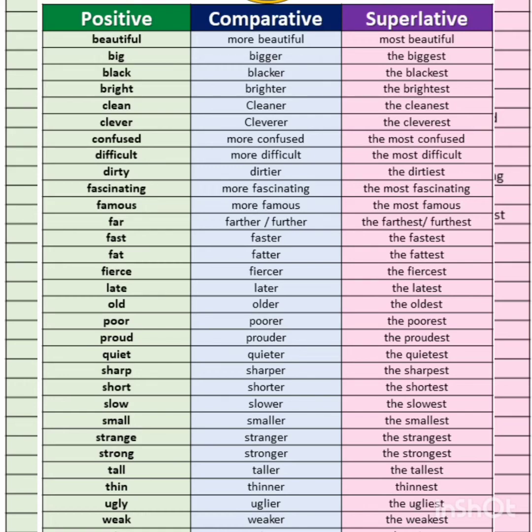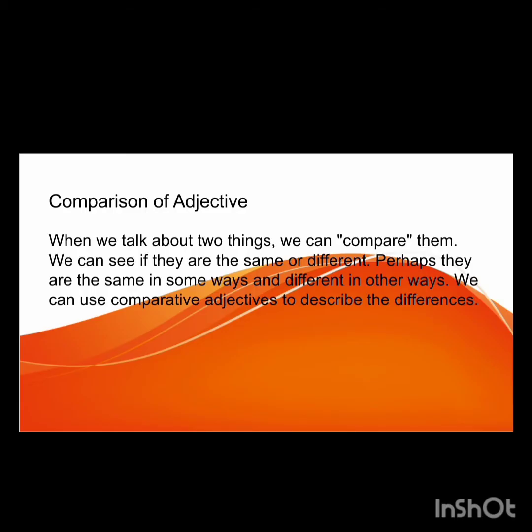Hello students, as we have already read in the first video about the comparison of adjectives, now we are going to read more rules about this. When we talk about two things, we can compare them, we can see if they are the same or different. Perhaps they are the same in some ways or different in other ways. We can use comparative adjectives to describe the differences.